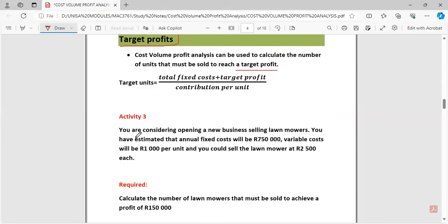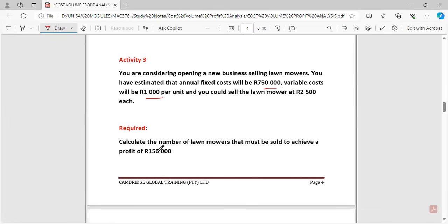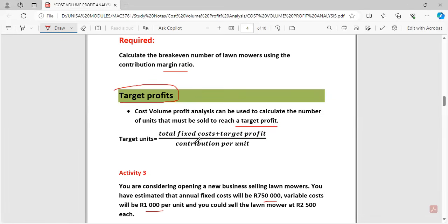So if the question is like this one, let's look at this activity. They say you are considering opening a new business, selling lawnmowers. We have estimated that annual fixed cost will be 750,000. Variable cost will be 1,000 per unit, and you could sell the lawnmower, still the same question, but with an additional. So here they say calculate the number of lawnmowers that must be sold to achieve a profit of 150,000.